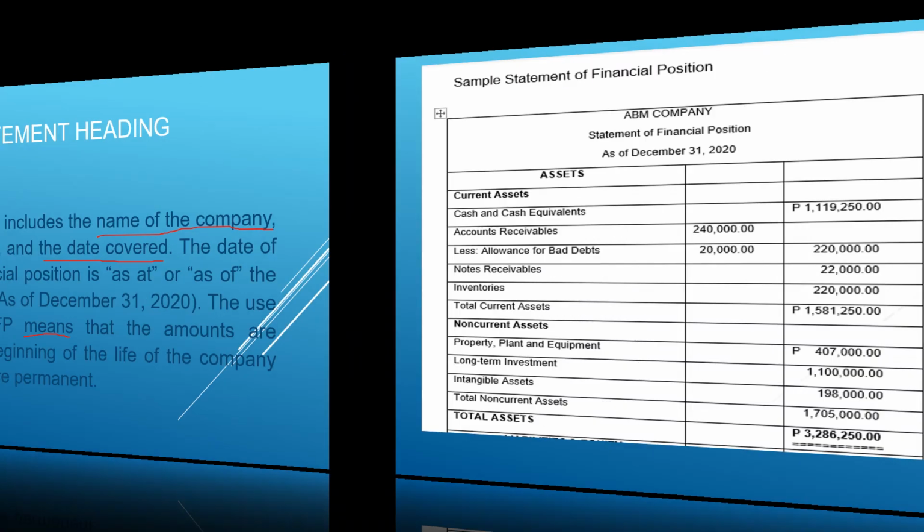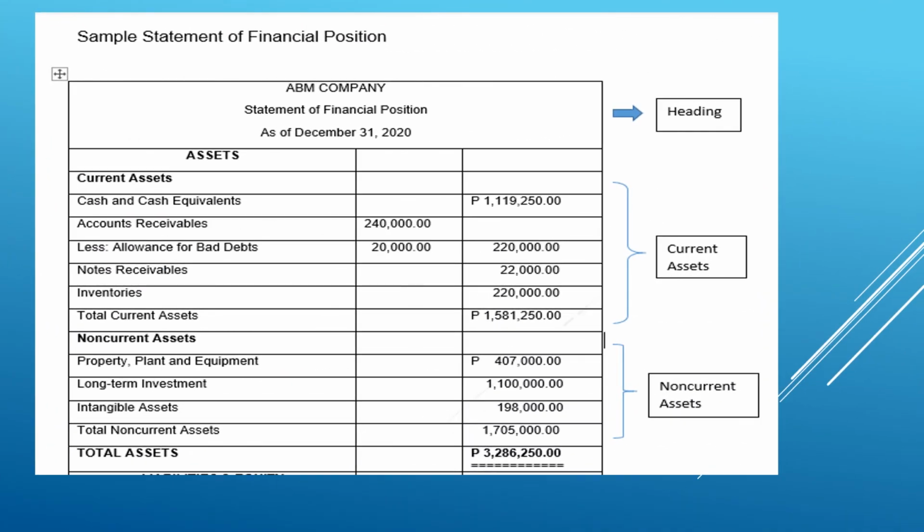Next. So this is the heading. Okay. Heading: ABM Company, Statement of Financial Position, as of December 31, 2020. So this is the heading of the financial statement. As we observe, there's the name of the company, the name of the statement, and the date of the statement made. Okay, next.